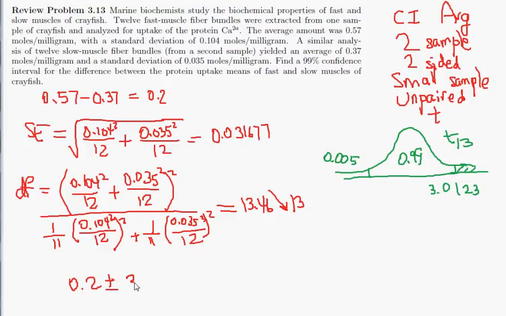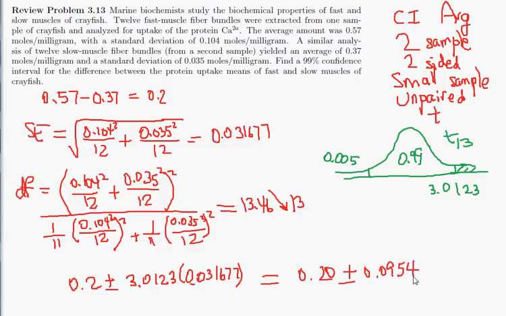So we have 3.0123 times the size of the standard error, which is 0.031677. So 0.20 plus or minus 0.0954. That's probably too many decimal places for the accuracy of this problem, but we'll just let that go. So there is your 99% confidence interval for the difference in the uptake rates.